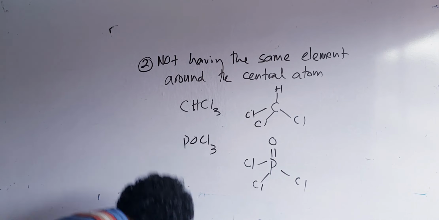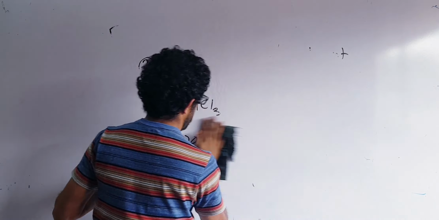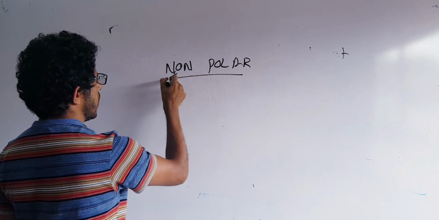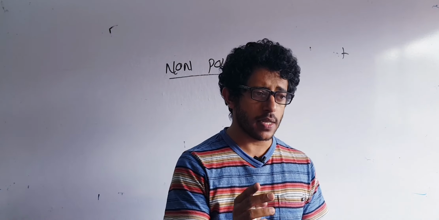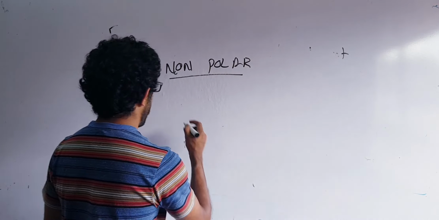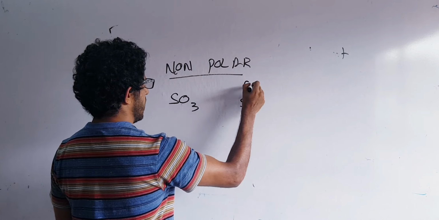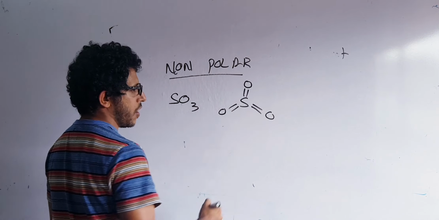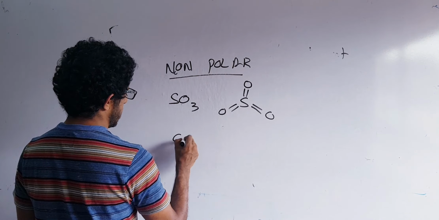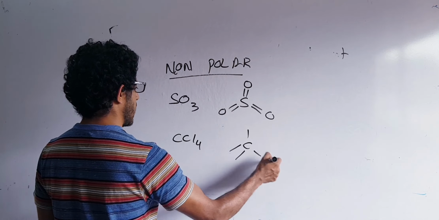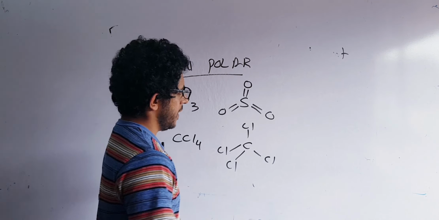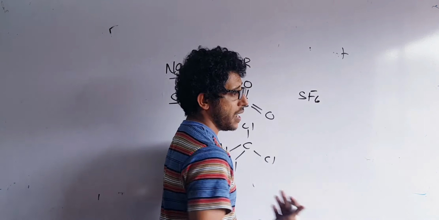Then how do you figure out the non-polar molecules? For a molecule to be non-polar, it should have both of the above properties, which means you should not have a lone pair and you should have similar elements around the central atom. SO3 has similar elements around the central atom and no lone pair on the central atom. You have lone pairs on oxygen, but that does not matter. Then CCl4 has similar elements around the central atom, but no lone pairs on the central atom. Like that we can have many, such as SF6, which is also non-polar.